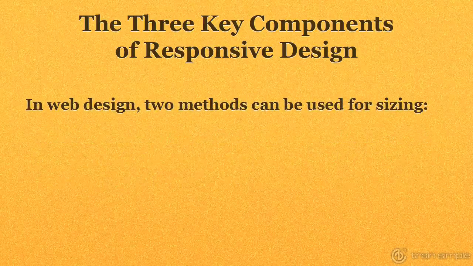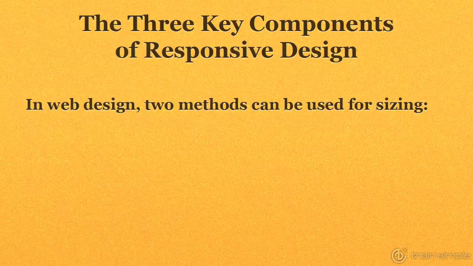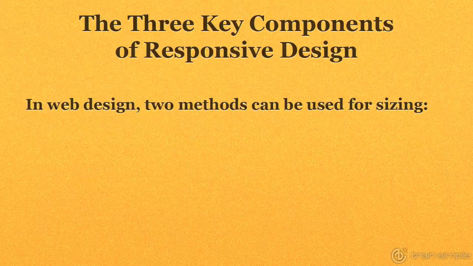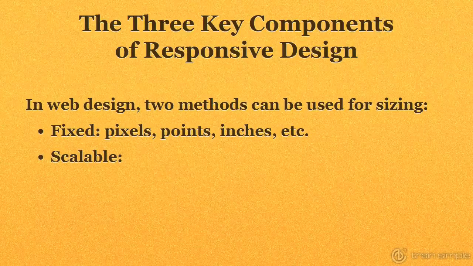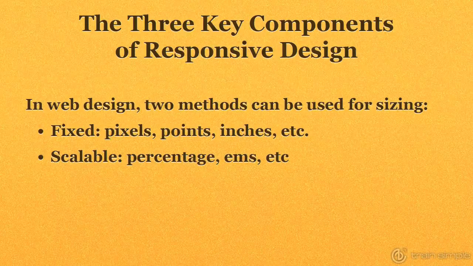Now, just a quick review here for you, and hopefully you're privy to all of this information already, but we want to make sure we're all on the same page. In web design, we have two methods that we can use for sizing objects and layout components. We have fixed units of measurement, things like pixels, points, inches, centimeters, and so on. We can also use scalable units of measurement, percentages, ems, and so on. Okay? So there you go.